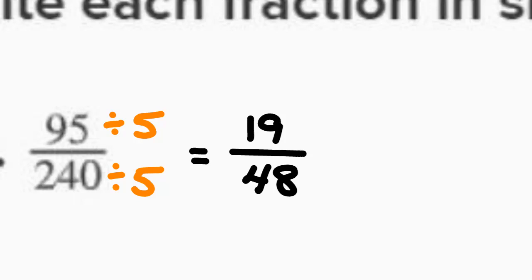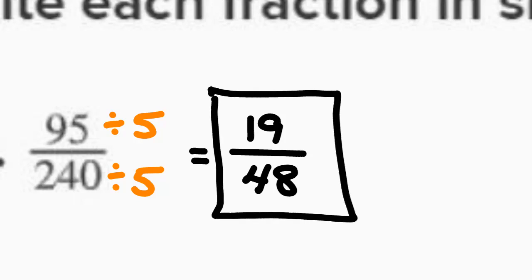Is it fully simplified? So I have to know numbers that go into 19 and numbers that go into 48 and see if they have anything in common. What goes into 19 evenly? Just itself, right? 19 and 1 are the only things that go into 19. So in order to reduce this further, 19 would have to go into 48, or else I've got it in simplest form. Does 19 go into 48? No. So 19 over 48 is our simplest form.